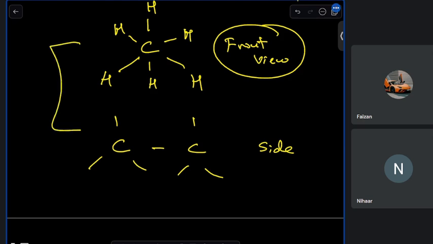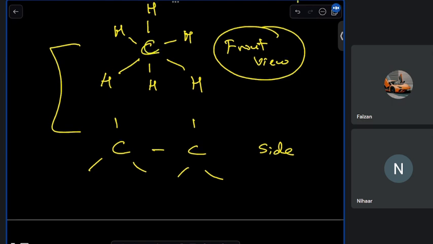You guys can check. You will tell me one difference. Sir, in the first one, only one carbon was seen. In the second one, two carbons are seen. That's exactly what I'm trying to tell you. When you're seeing from the front view, the other carbon which is behind the first carbon will be invisible because both are coinciding.